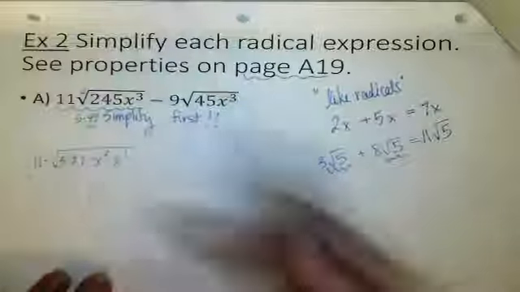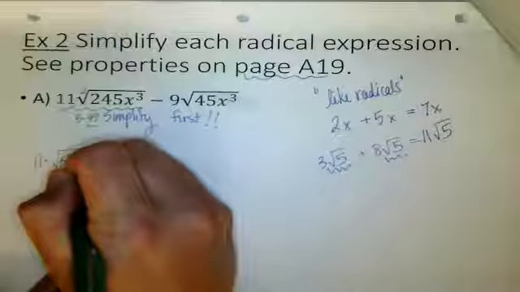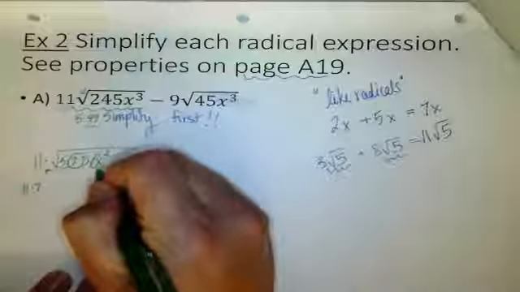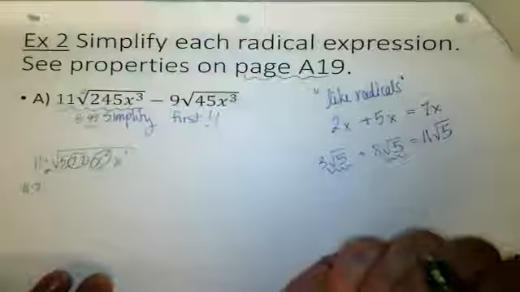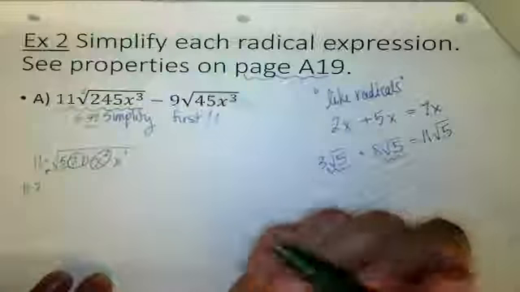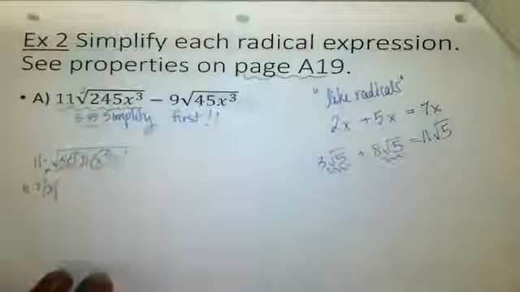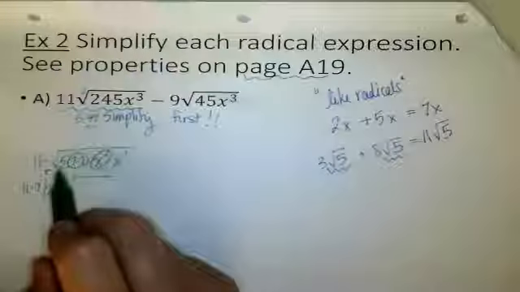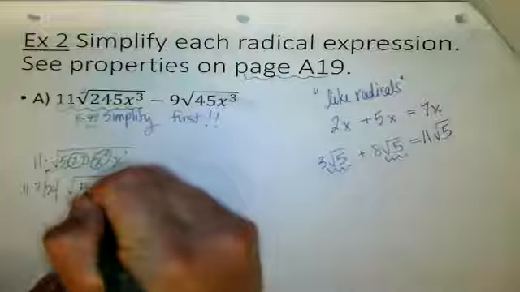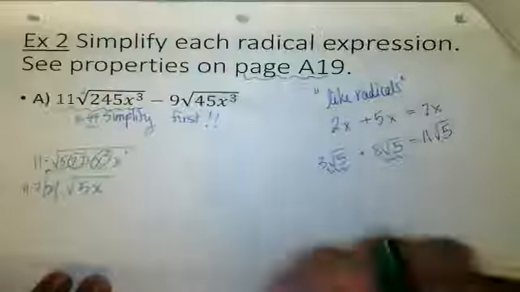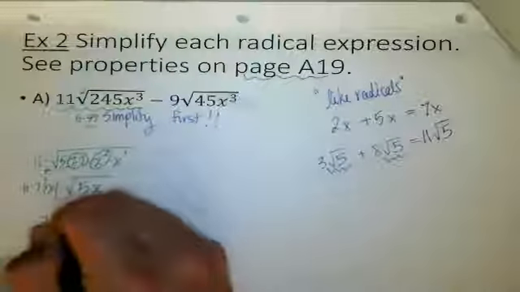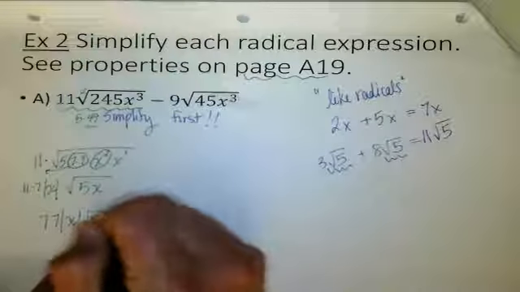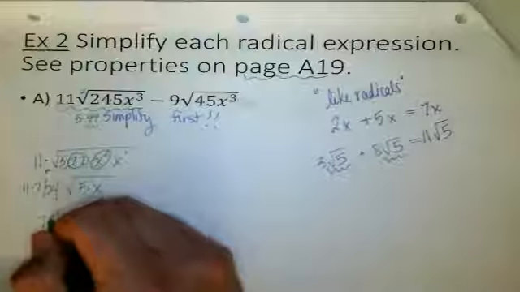What simplifies from this radical? 7. The 7 gets to come out, so we have 11 times 7. And the x squared. What's the square root of x squared? Just x? Absolute value of x. I threw this one in. And then what's left inside is a 5x. So I'm just going to clean that up. 11 times 7 is 77, absolute value of x, radical 5x. Very complicated expression there.